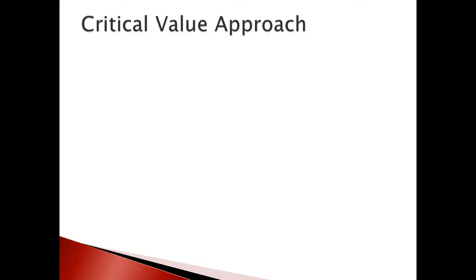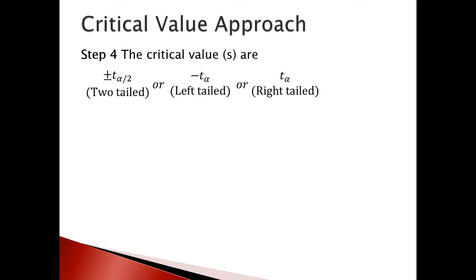Now we are going to move to the critical value approach. Here is step 4. Step 4 provides the critical values: plus or minus t alpha over 2 for two-tailed; negative t alpha for left-tailed; and t alpha for right-tailed.